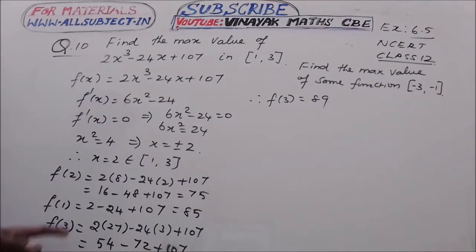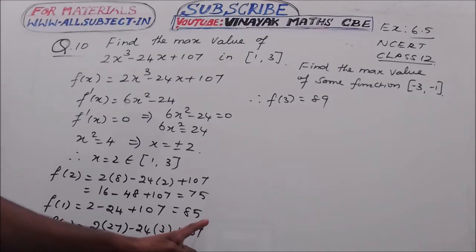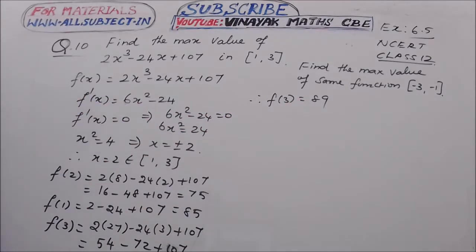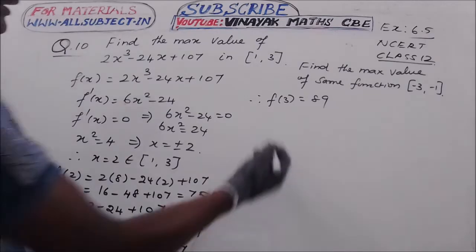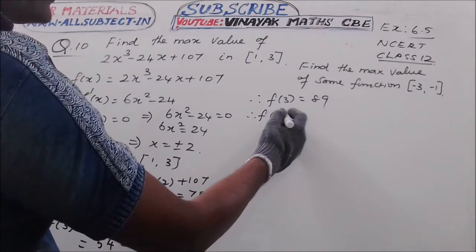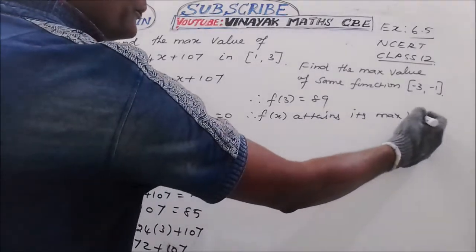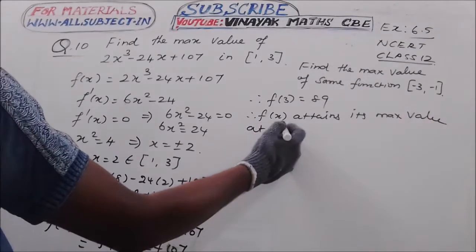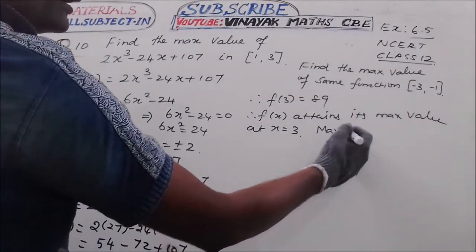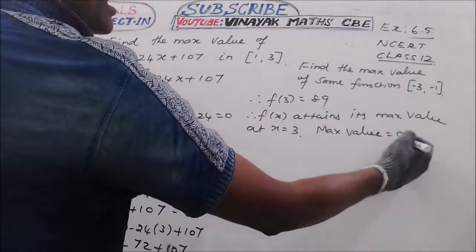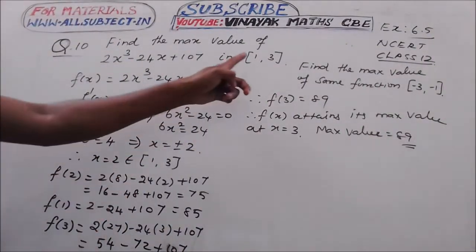Comparing these three values, what are the values we have got? At the critical number x is equal to 2, this is 75, and f of 1 is 85, and f of 3 is 89. Comparing these three values, the maximum value is 89 at x is equal to 3. Therefore, f of x attains its maximum value at x is equal to 3. The maximum value is 89. This is in the interval of 1 to 3.